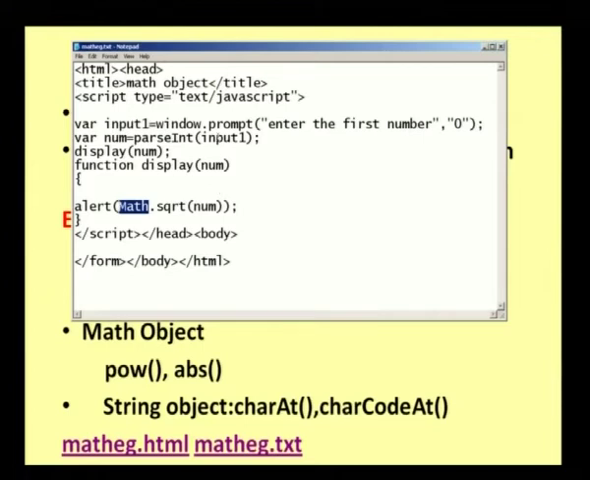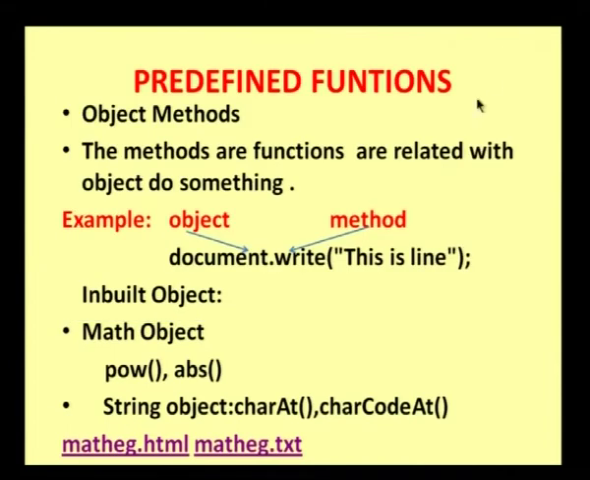So this program will ask the user to enter a number, and the number that is entered is passed to the function. This user defined function is calling the predefined function called square root, and the square root is calculated and alerted. So the value from the program will be displayed in the alert box.